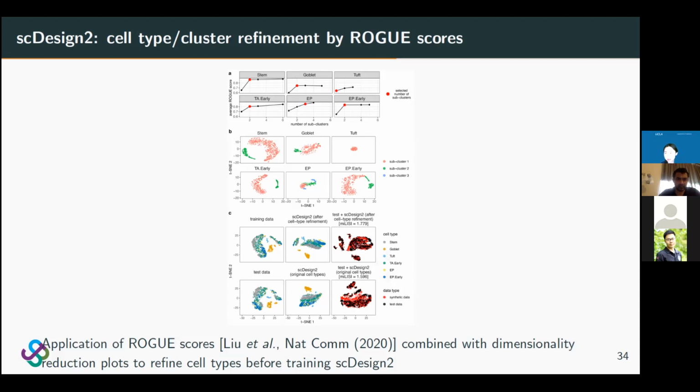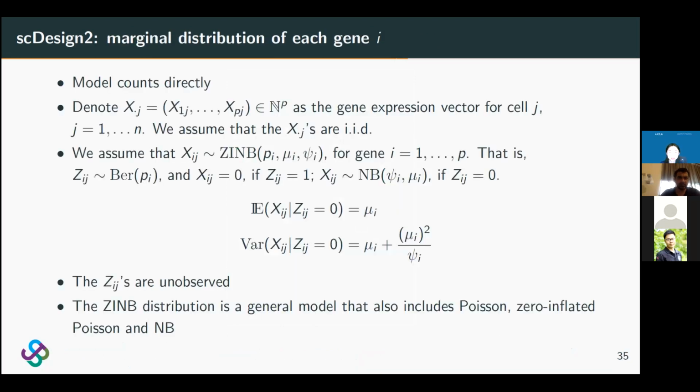And in some methods that do data integration, like Harmony, it uses an index to show how well the integration works. Without the refinement, we see the index is lower. After refinement, it's bigger. Okay, so this is just to address the cell type definition issue.